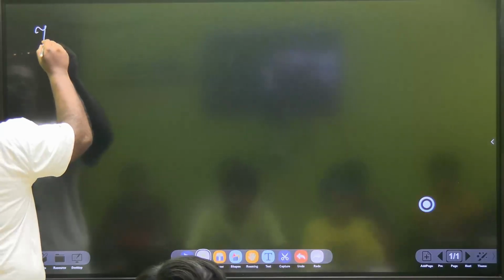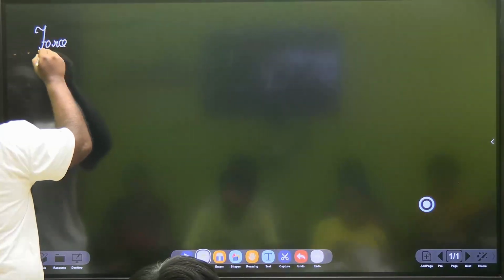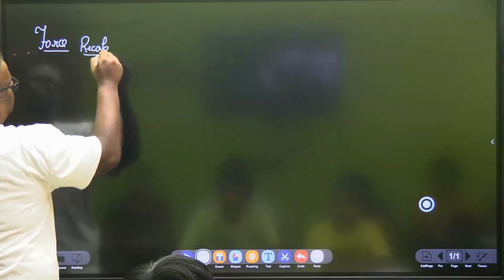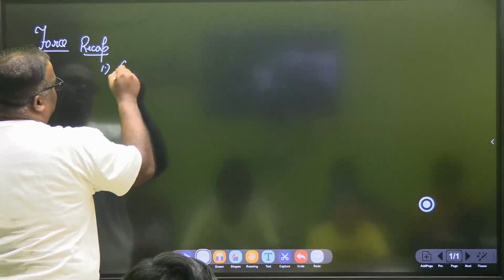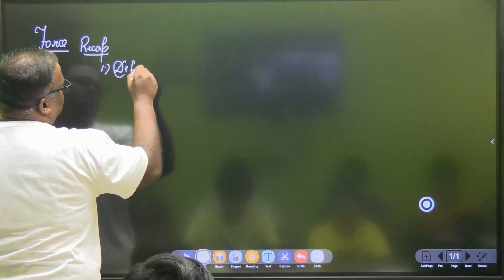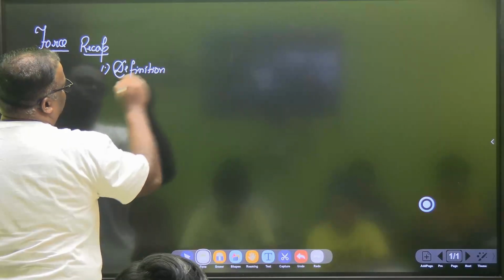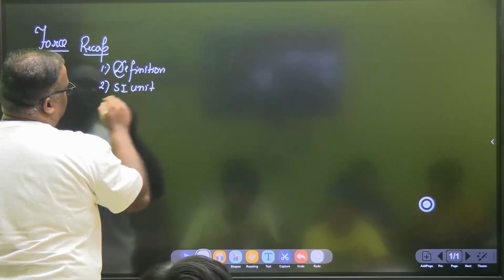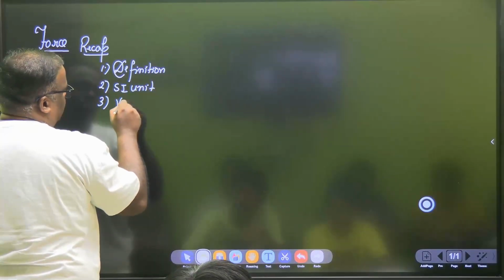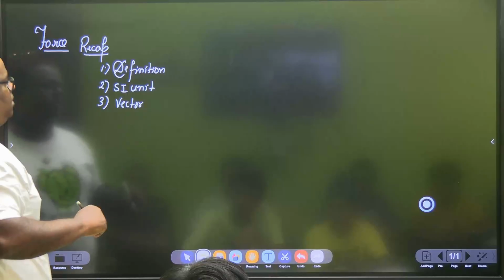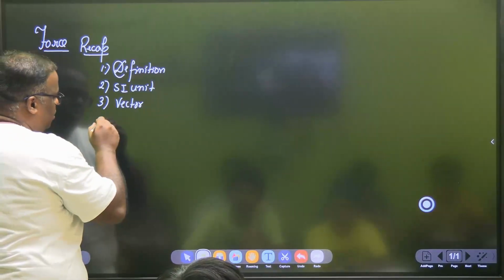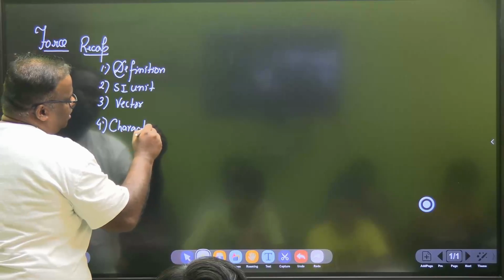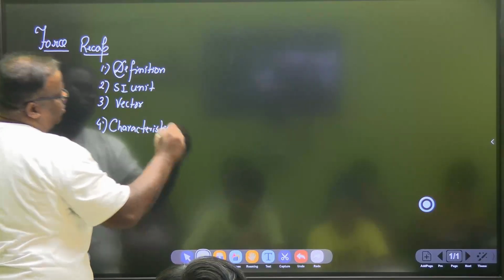So we do first a recap of whatever we had studied. Our recap says, number one, we had the definition of force. Then we understood what is the SI unit of force. Additionally, from our syllabus, we understood that force is a vector quantity. Then we also understood the characteristics of force. Characteristics of force, we studied all of this.